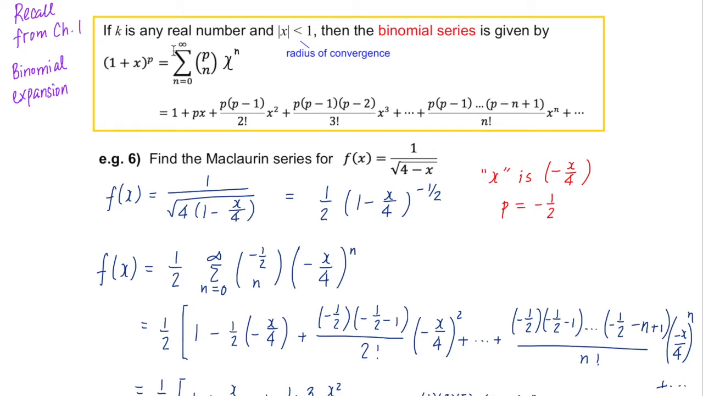And notice how this binomial series is 1 plus x. So if this is a different number other than 1, it won't work. And we have to ensure that the absolute value of x is less than 1 to guarantee that we have a converging series. And once we recognize this pattern, we can make use of this formula to expand the binomial series.